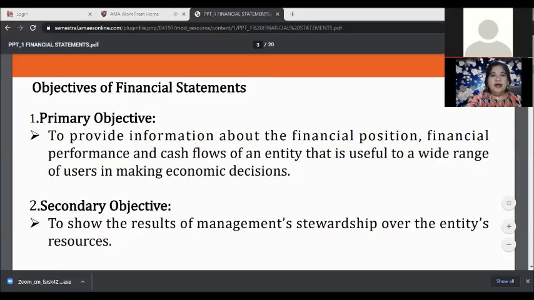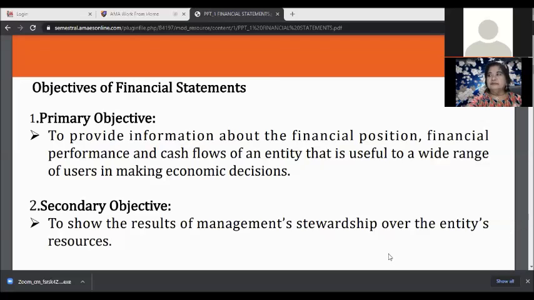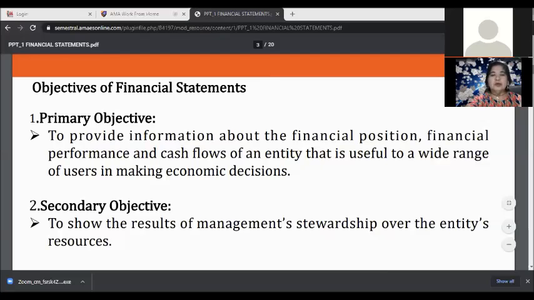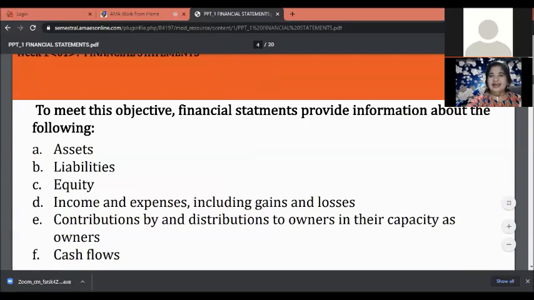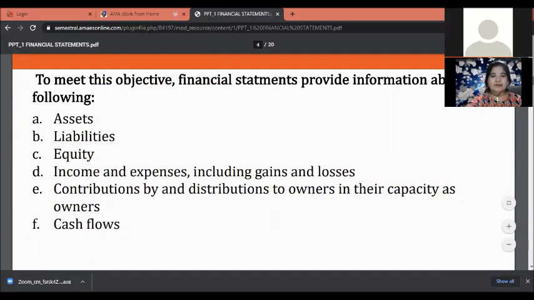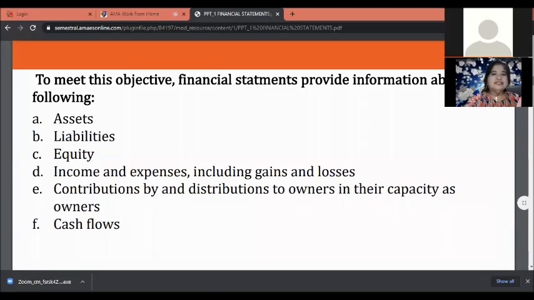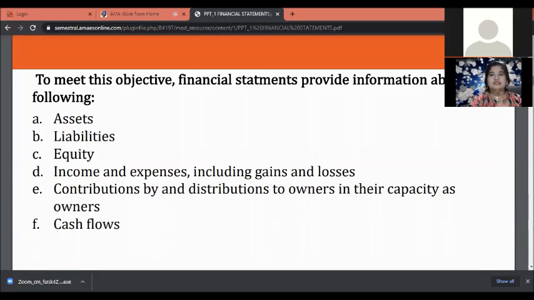There are also a lot of things in terms of components of financial statements. We have the so-called statement of financial position, which is reflected in your balance sheet. We call it BS. That is presenting your assets, liabilities, and capital as well. Okay, to meet this objective, financial statements provide information about the following.